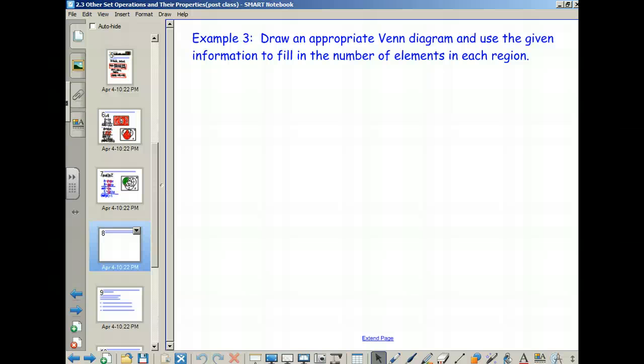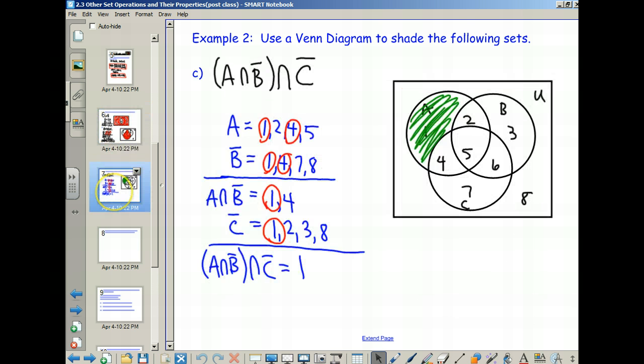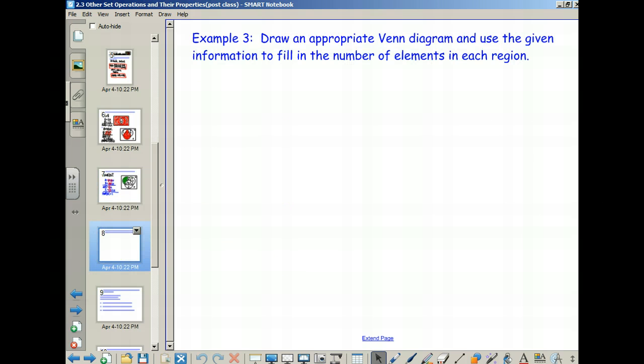Today we're going to finish section 2.3, and we left off having done one example last time of shading diagrams. You remember doing that? Yes. We put some numbers in there, and we did some unions, intersections, and we shaded the results when we were done. We did example 2A and B, and then we did example 3. So we're on this one, example 3.